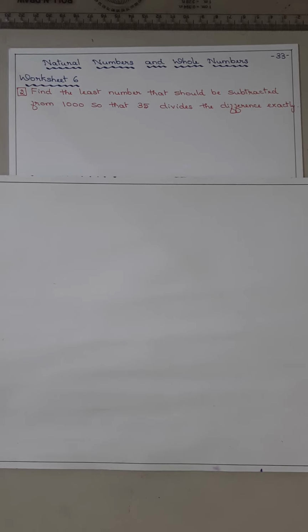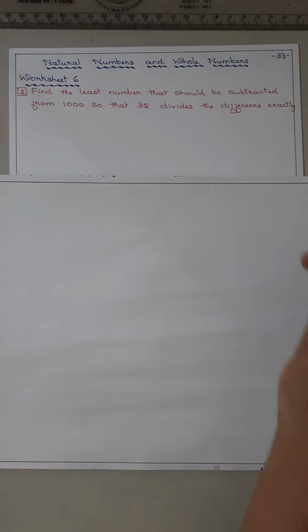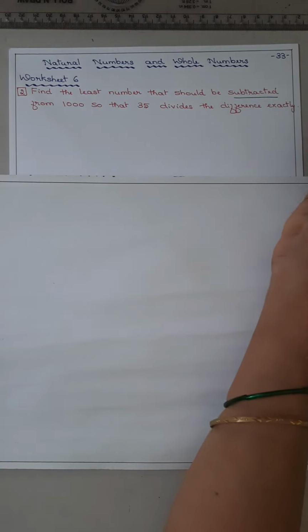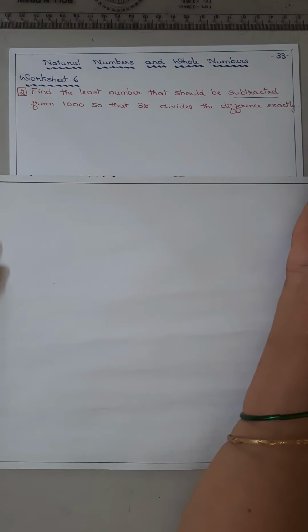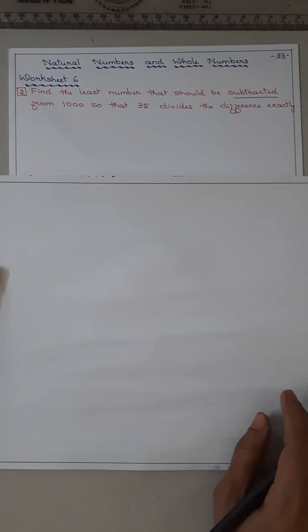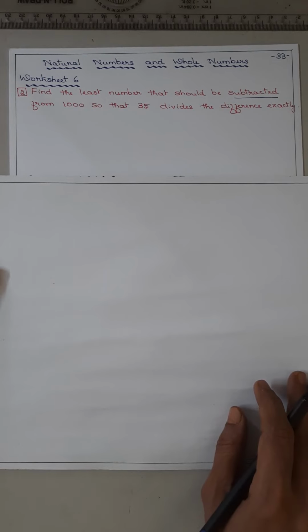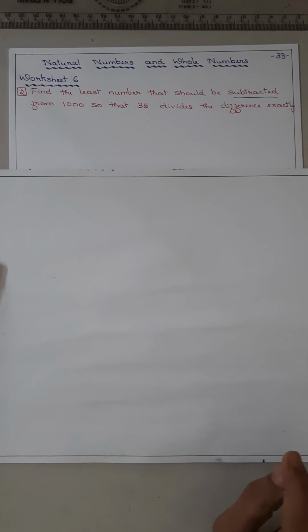We were discussing the worksheet 6 of natural numbers and whole numbers, the division sums, isn't it? So the first question was divide and check. Now coming to the second question: find the least number that should be subtracted from 1000 so that 35 divides the difference exactly. We have already discussed two types of examples: one is the least number to be subtracted, the other is the least number to be added. So, the subtraction method.